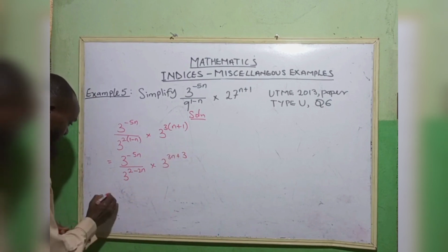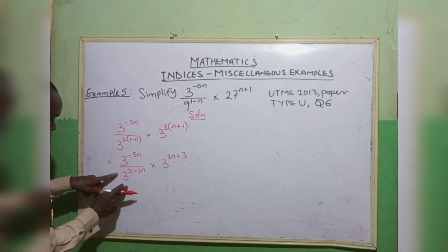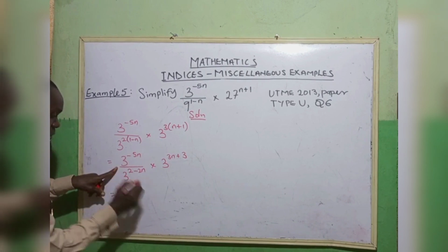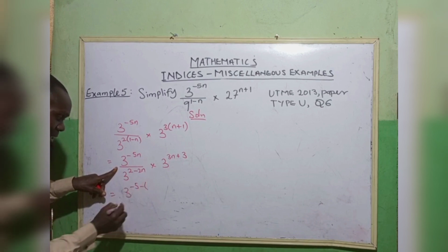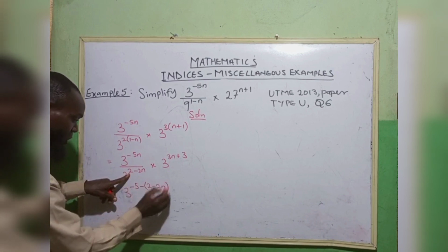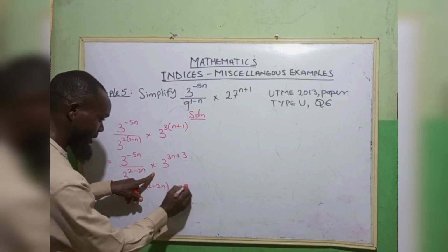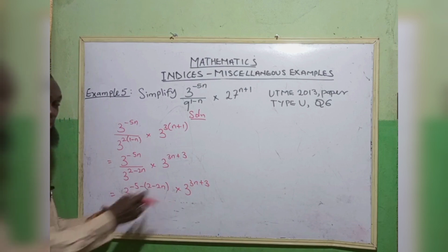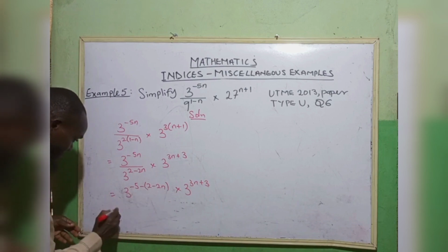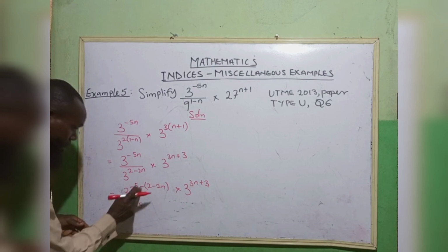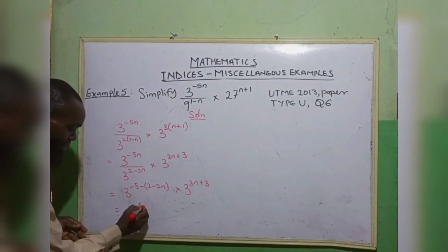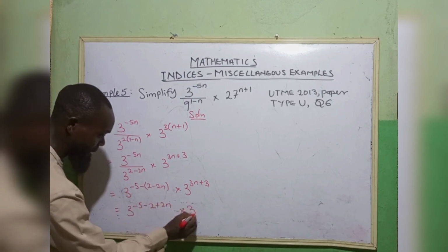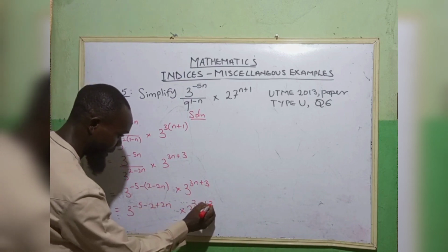Now, from this one, let me take one of these 3. 3 raised to power minus 5n. This division changes to minus. You open your brackets, then 2 minus 2n, close down your brackets, multiplied by 3 raised to power 3n plus 3. If that is done, we need to open our brackets here by saying that 3 raised to power minus 5n, minus times plus there, we have minus 2, minus times minus, we have plus 2n, multiplied by 3 raised to power 3n plus 3.